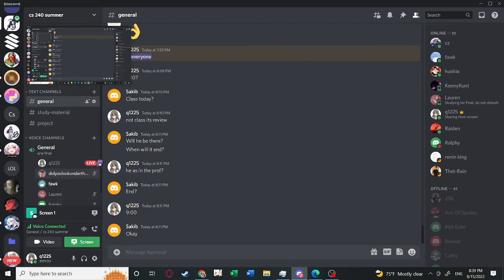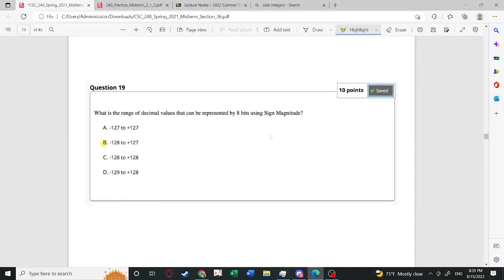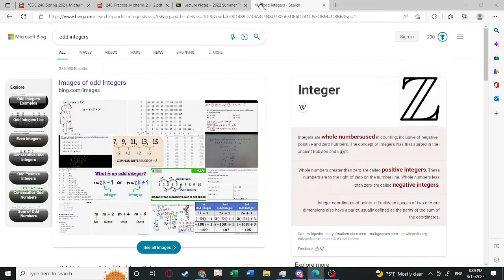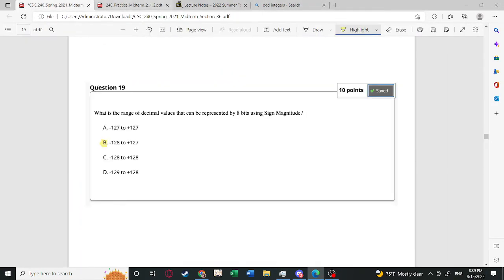Standard code. What's it telling me? Yeah, sign magnitude can be the same as one's complement. Yeah, it has two zeros, plus and minus. Oh yeah, you're right. Okay. So if it has two zeros, that's why. If it doesn't have two zeros, then it's the sign magnitude. Minus.